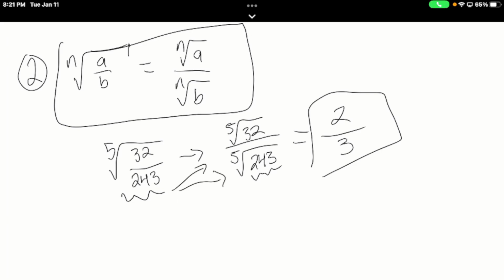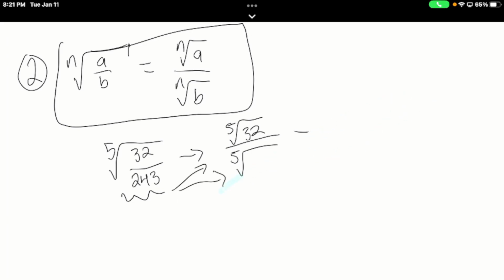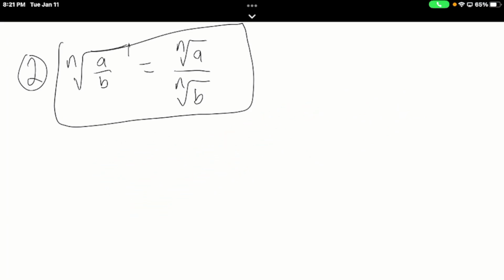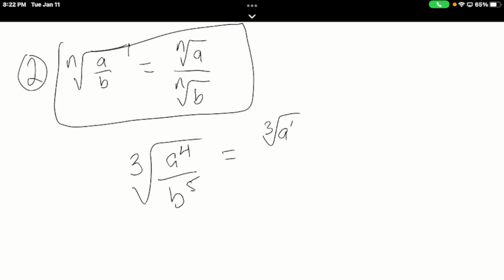I'm going to do another one. I'm going to keep the property up there. Let's say I've got some variables now. I've got the cubed root. Let's do a to the 4th over b to the 5th. Well, I'm going to do my property. Okay, so the top becomes the cubed root of a to the 4th. The bottom becomes the cubed root of b to the 5th.